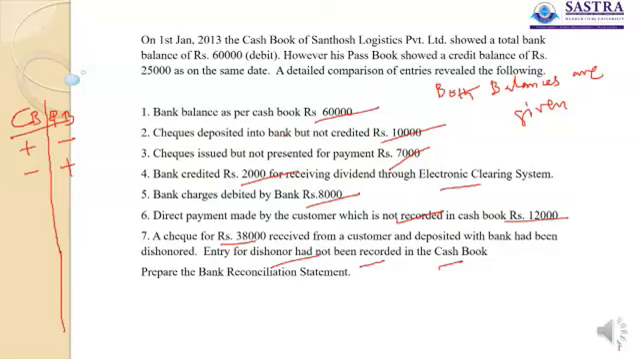And bank credited rupees 2,000 for receiving the dividend through electronic clearing system, ECS. The dividend is an income directly received by the bank as per the account in which the standing instructions were given. As per the standing instruction, it has been credited in our bank account, which increases the bank's balance, but the same has not yet been brought into the notice of the cash book, not recorded, so that it keeps the cash book's balance lesser.